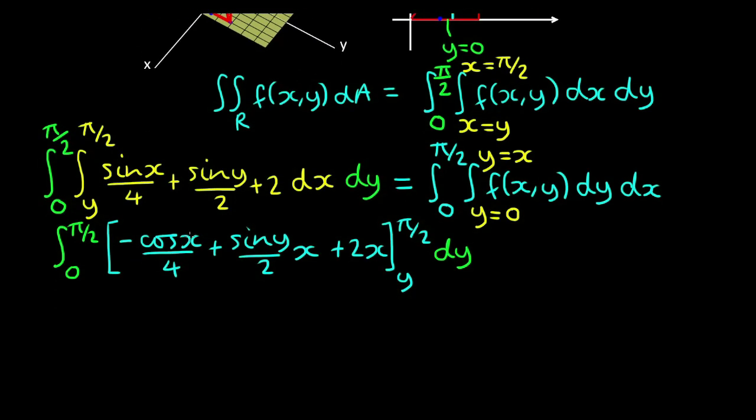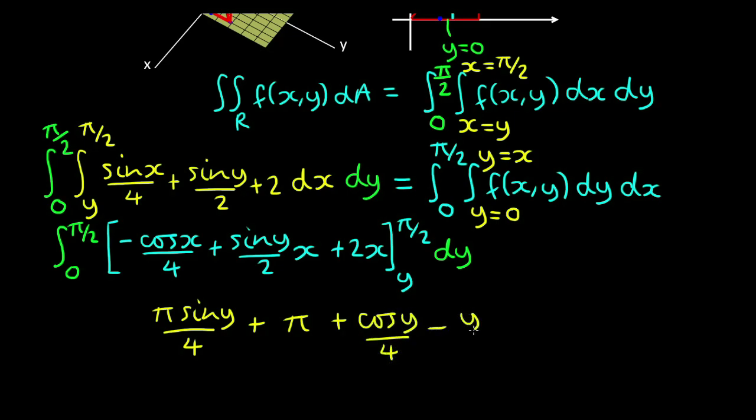So cosine pi on 2 is 0, and for the second term we have pi sine y on 4, and the third term gives pi. And then we have minus cosine y on 4 minus y on 2 sine y minus 2y. And that's integrated over y from y equals 0 to pi on 2.